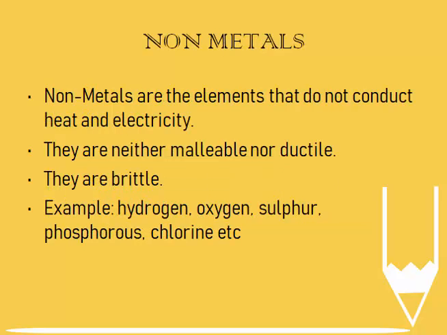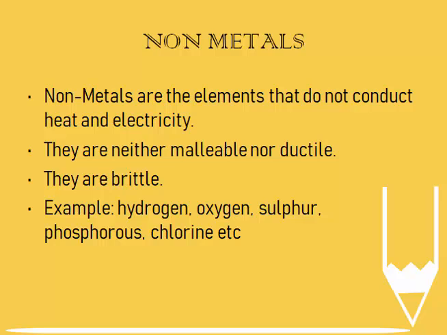Non-metals are the elements that do not conduct heat and electricity. जिसके अंदर heat और electricity pass नहीं होता है उसे हम क्या बोलते हैं? That is non-metals, and they are neither malleable nor ductile. What malleable and ductile mean, we'll see right now in this PPT. And they are brittle. Brittle means they are easily breakable. Malleable means they can be converted into thin sheets, and ductile means they can be converted into thin wires. For example, hydrogen, oxygen, nitrogen, carbon, sulfur, phosphorus, chlorine, bromine are some examples of non-metals.